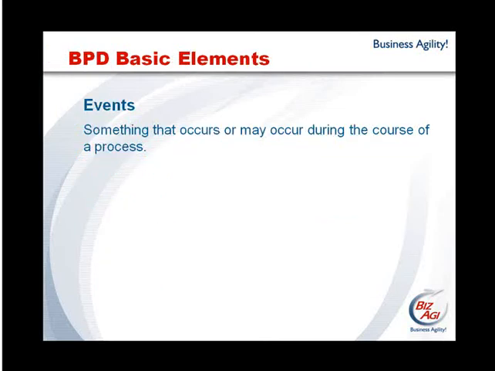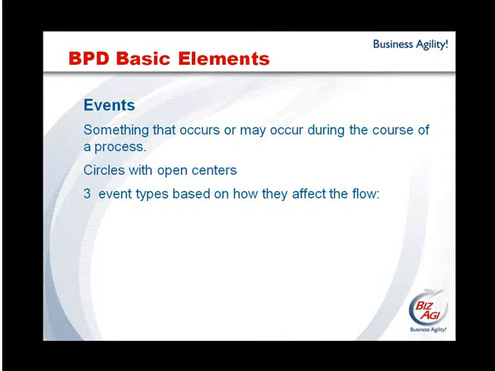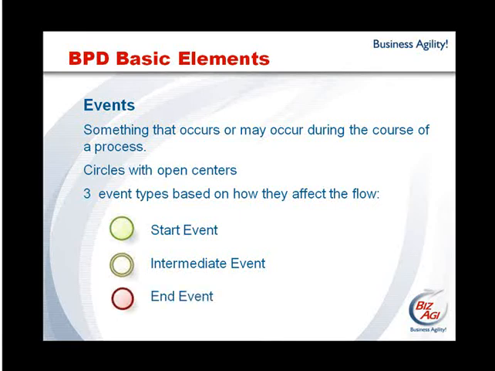Events. An event represents something that occurs or may occur during the course of a process. Events affect the flow of the process and usually have a cause or result. An event can start a process, interrupt a process or an activity, stop the process, or finalize it. There are three types of events based on how they affect the flow. Start events indicate where a particular process will start. Intermediate events occur during the course of a process. End events indicate where a process finishes.